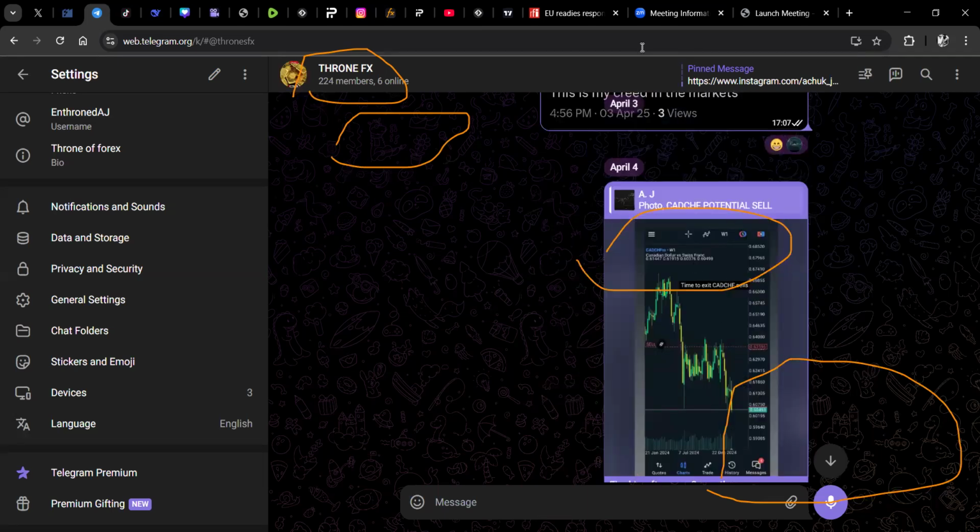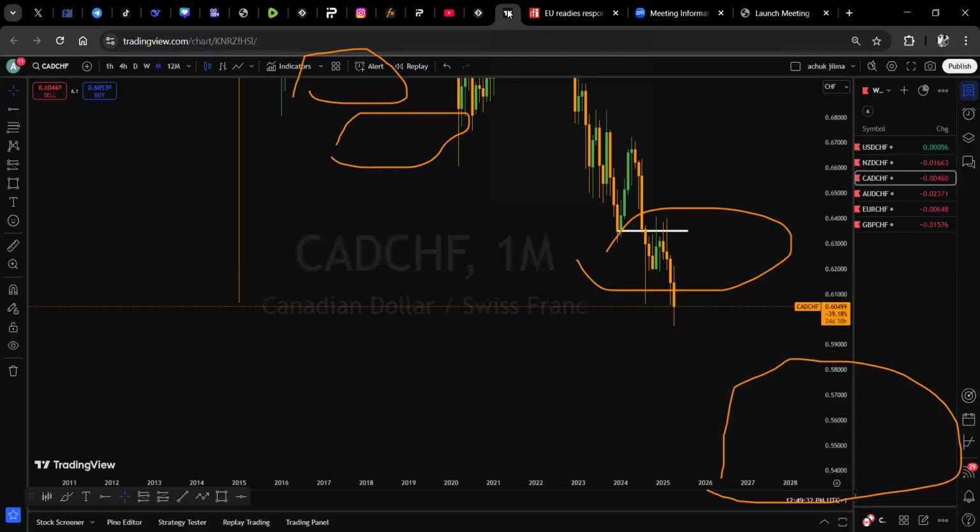Now with this, in this month, we have to look at the next move for the CAD pairs because the direction is clear, and I want to get these trades correctly.